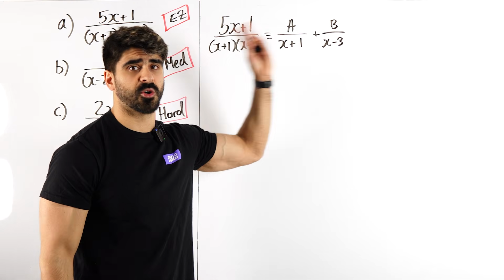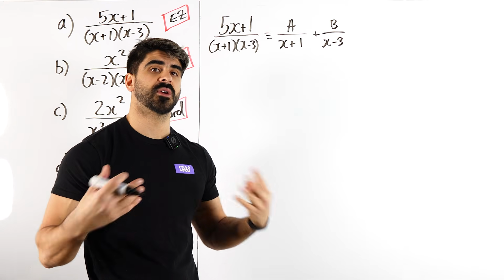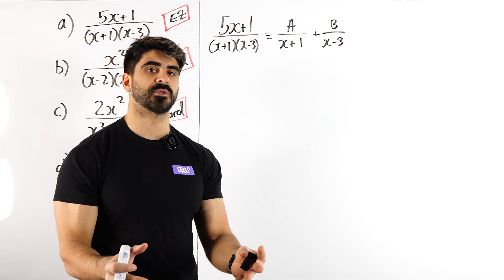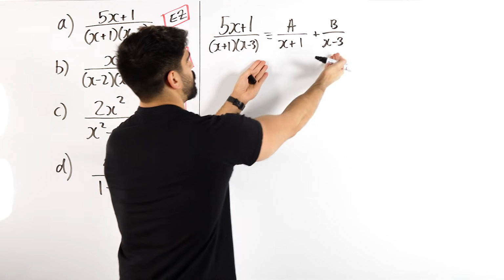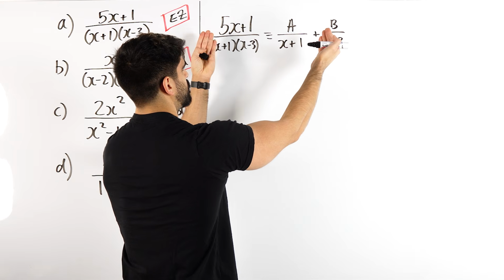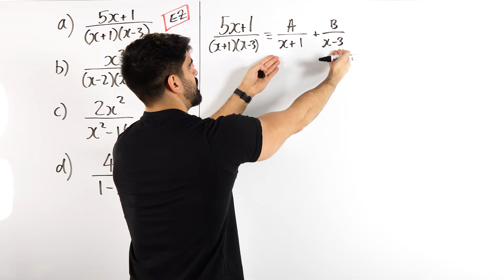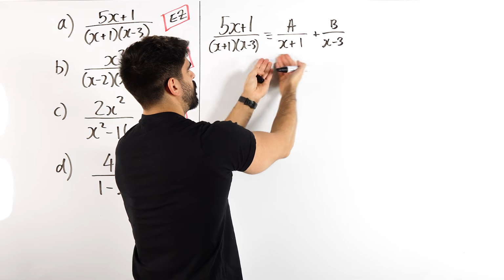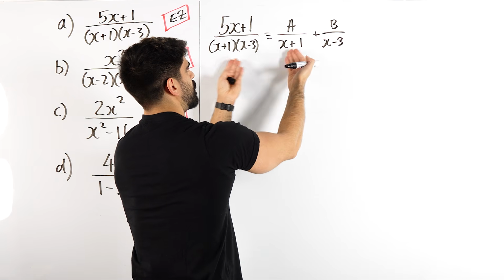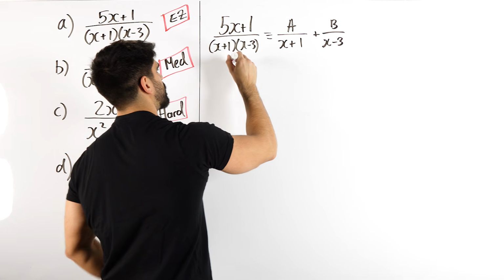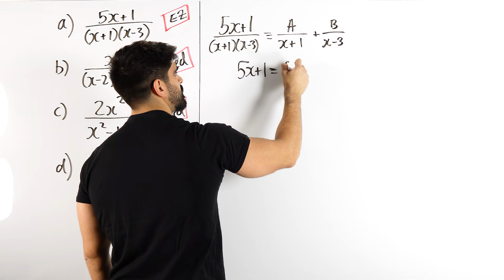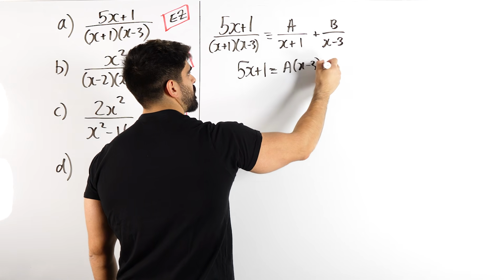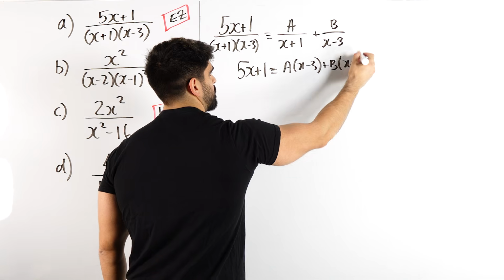This means equivalent. Equivalent meaning any x value that you substitute in, both sides have to be equal to each other, which is what we're going to use here. The next thing we do is bring this together and compare the numerators, because when we cross multiply and bring the denominators together, we're not going to compare the denominators, are we? Because they're both going to say the same thing. So we're going to look at the numerators only. We get 5x plus 1 is A times x minus 3 plus B times x plus 1.